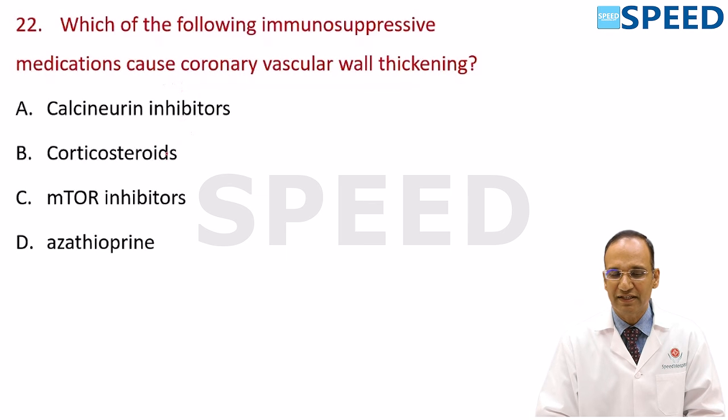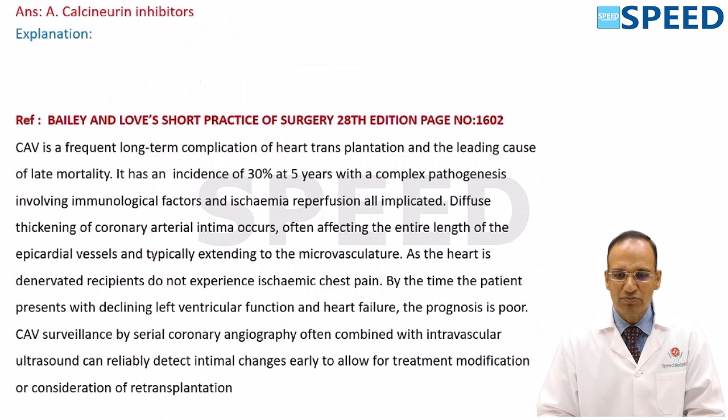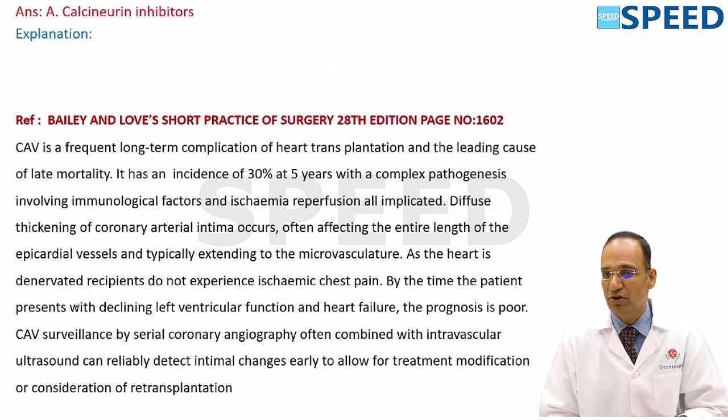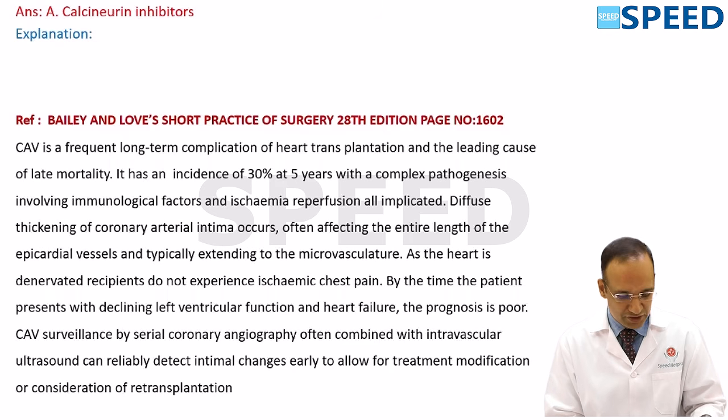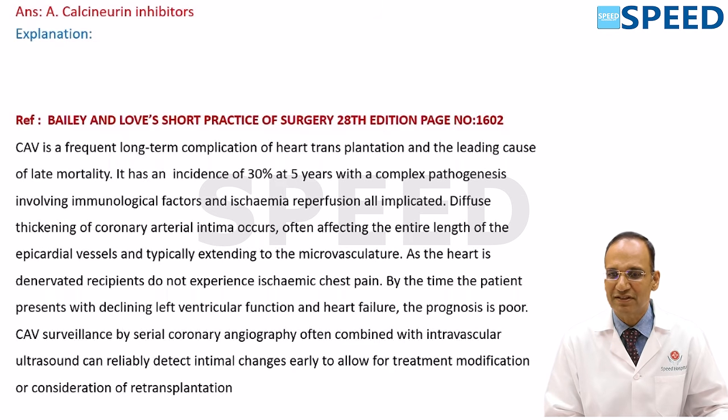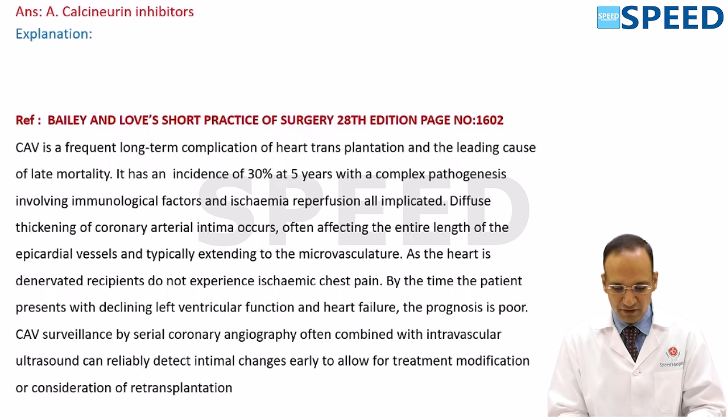Now, which of the following immunosuppressive medications causes coronary vascular wall thickening? Coronary vascular wall thickening is caused by calcineurin inhibitors as a complication. This is most commonly seen in transplantation. One of the most important points you need to understand is that the transplanted organ is denervated. So they typically will not present with symptoms of pain or any kind of classical cardiac chest pain or angina.